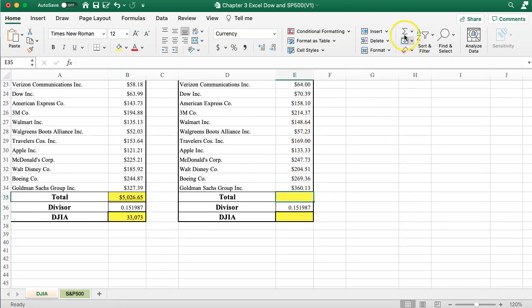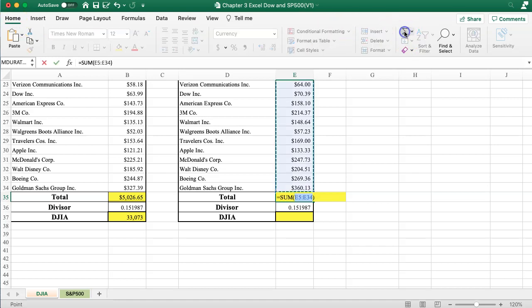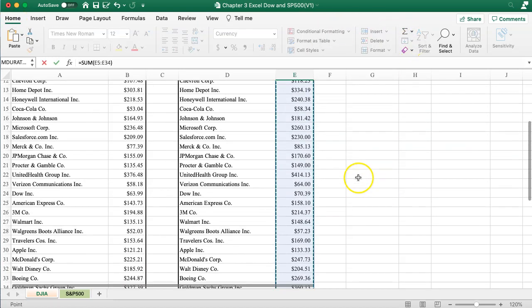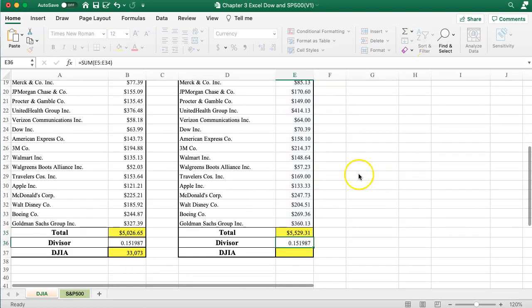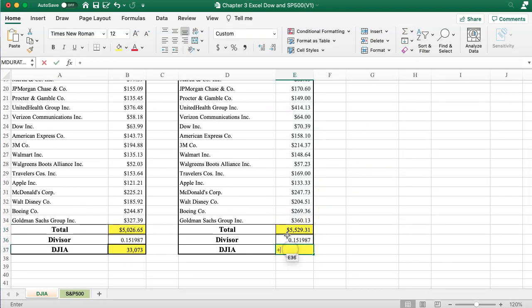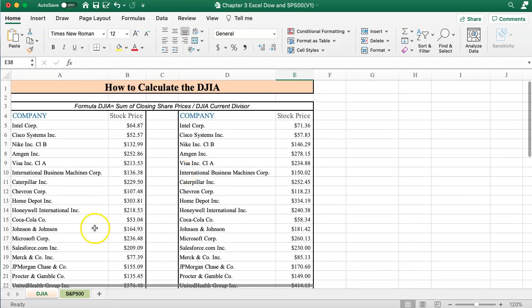I could also hit this summation key on the home page of Excel 2019, and it automatically will highlight the whole column for me. So that's a quicker way of getting that, and I'm just going to again divide by the divisor, and you get the total number here.